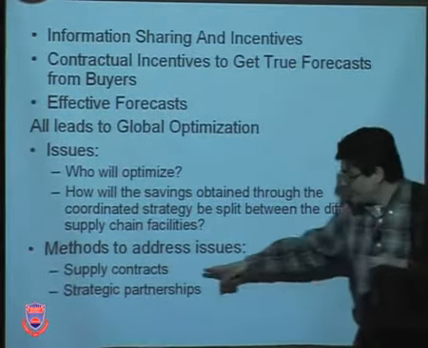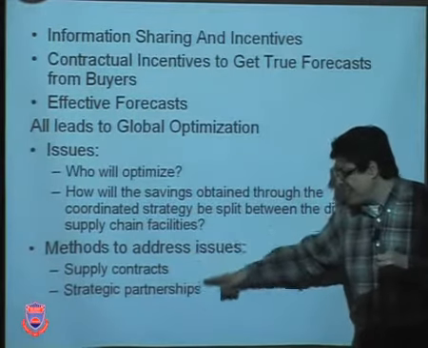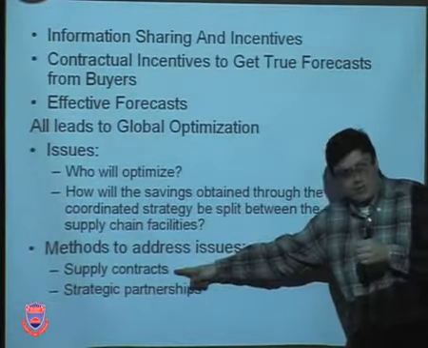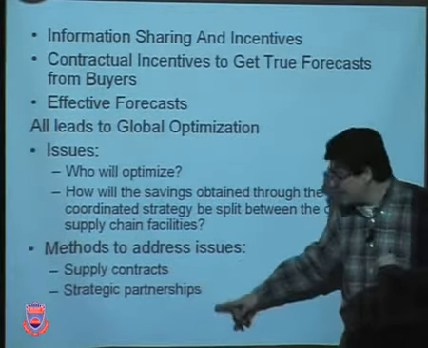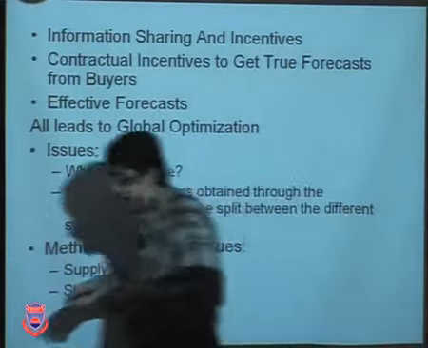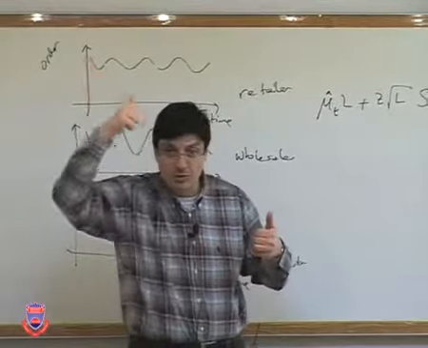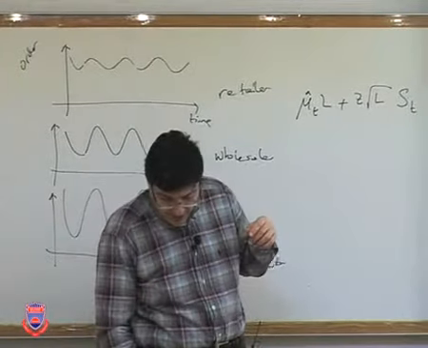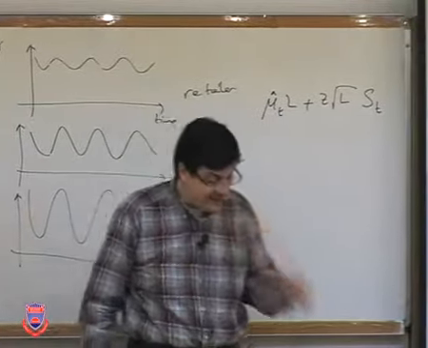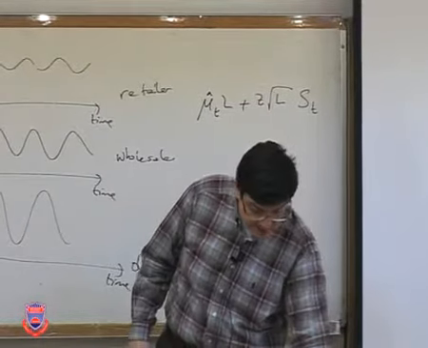Now, what are the methods that actually address these types of issues? Supply contracts, we're going to see examples. And strategic partnerships in general is actually a remedy to the bullwhip effect that we're talking about. Okay, so this ends the slides.